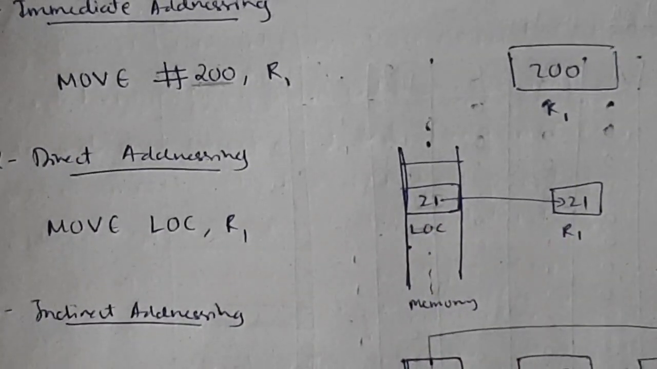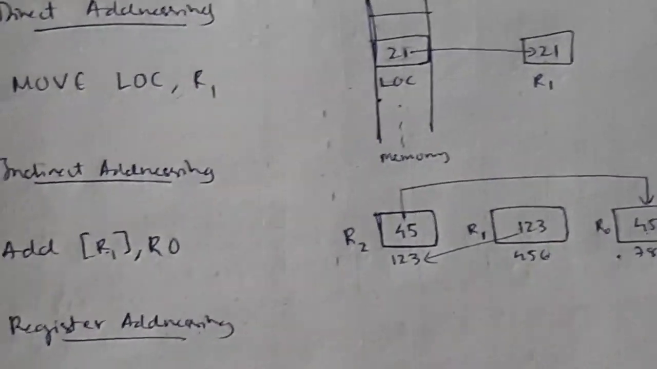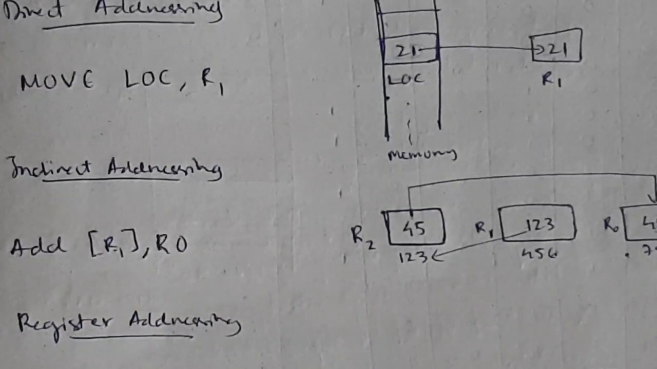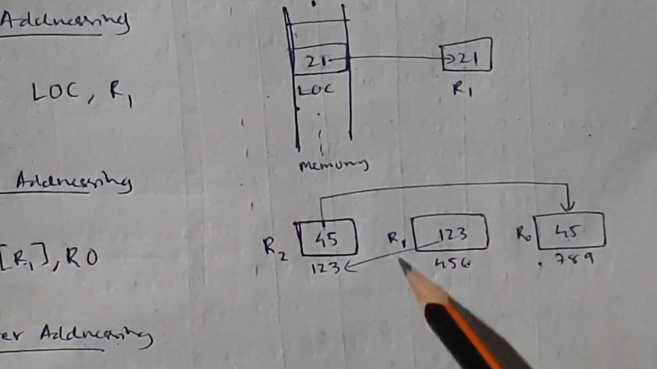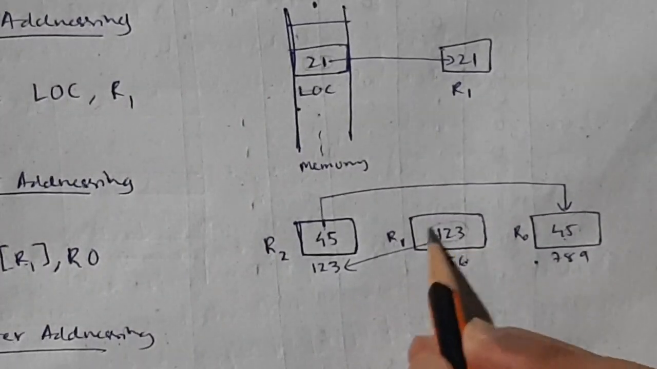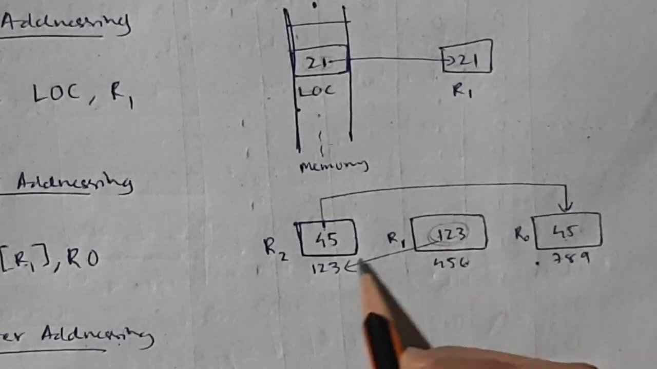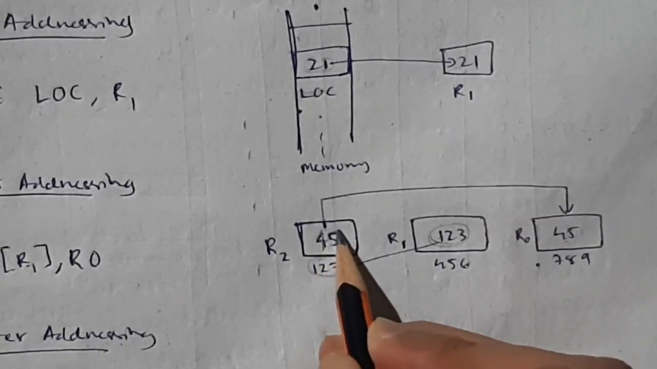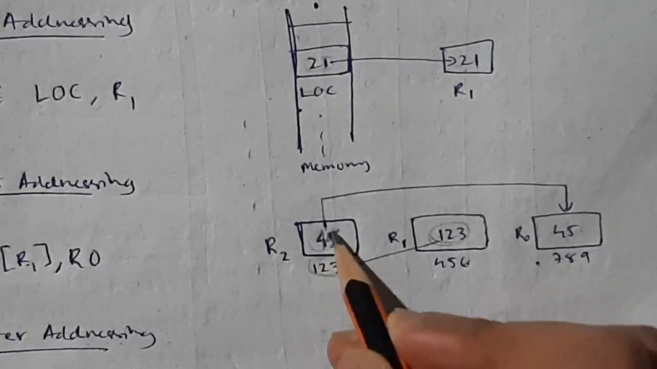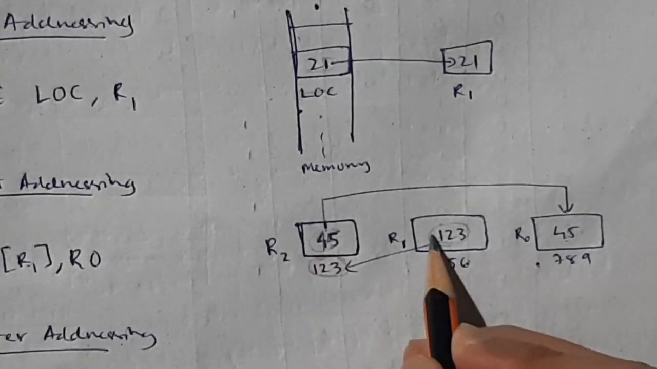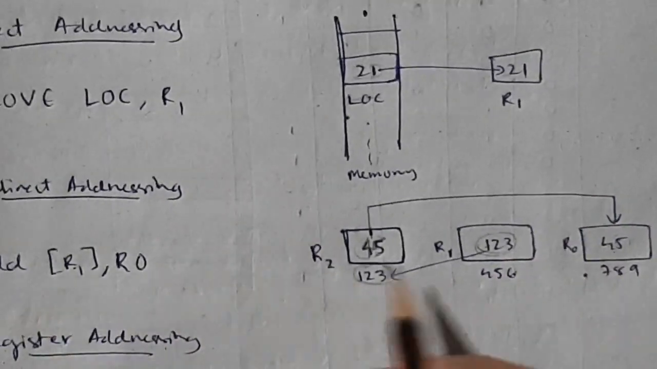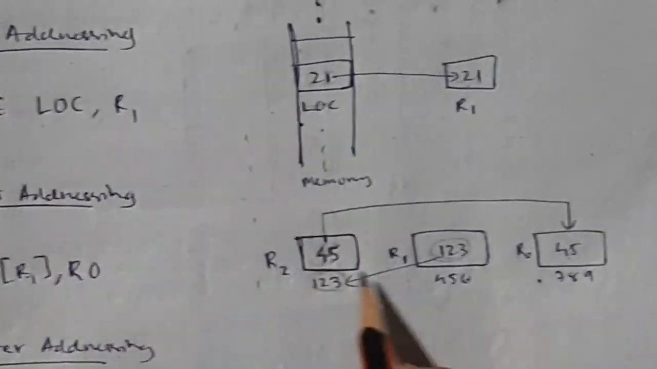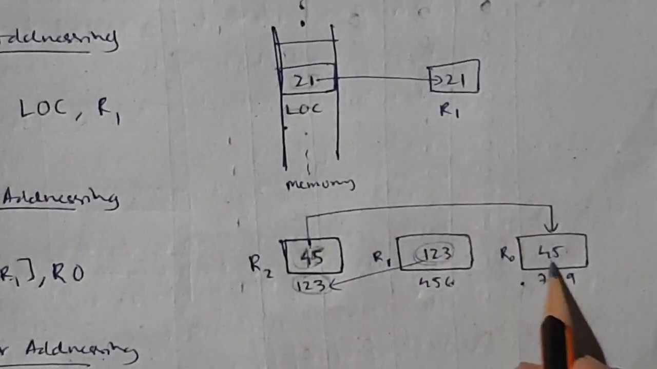R1 will have 21. Indirect addressing means you will have 3 registers here. Add [R1], R0. What will happen? See, observe here carefully. Square brackets of R1 means R1 has some value. Okay, this value is what? This value is the address of another register, and this register has the operand. I need 45. Okay, so this 45 is stored in R2 whose address is stored in R1. Okay, when you use this instruction, it will be executed in this form. So add [R1], R0, which will add this 45 to R0 here. Okay.